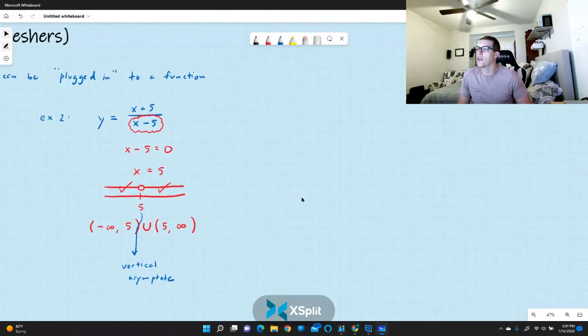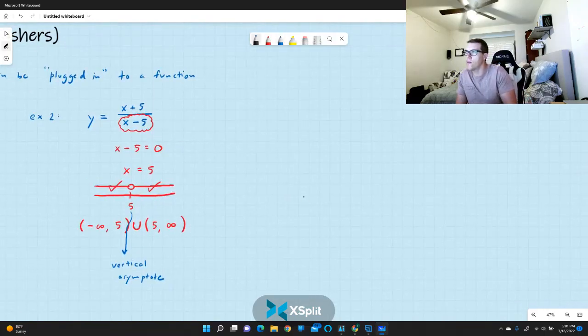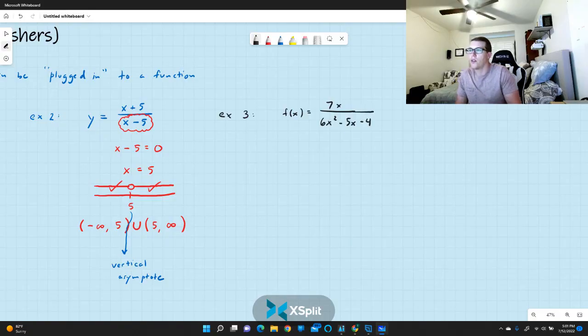All right, another example. Let's do maybe one like this. f of x equals 7x over 6x squared minus 5x minus 4. So this is a rational function because we have x's in the denominator. That means we've got to figure out when the denominator equals 0. So set the denominator equal to 0.